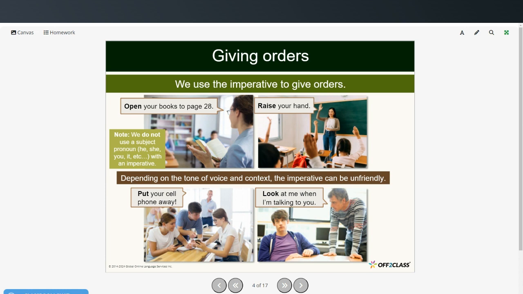So you have to be careful using the imperative because depending on the tone of voice and the context, it can seem unfriendly. So you just want to be careful when and how you use the imperative.